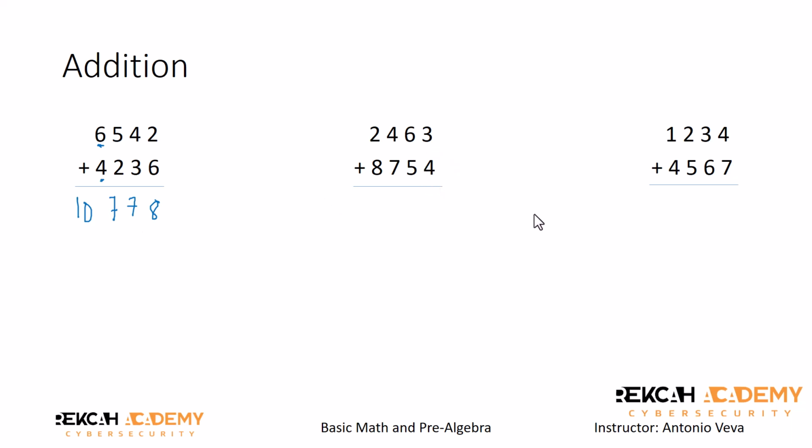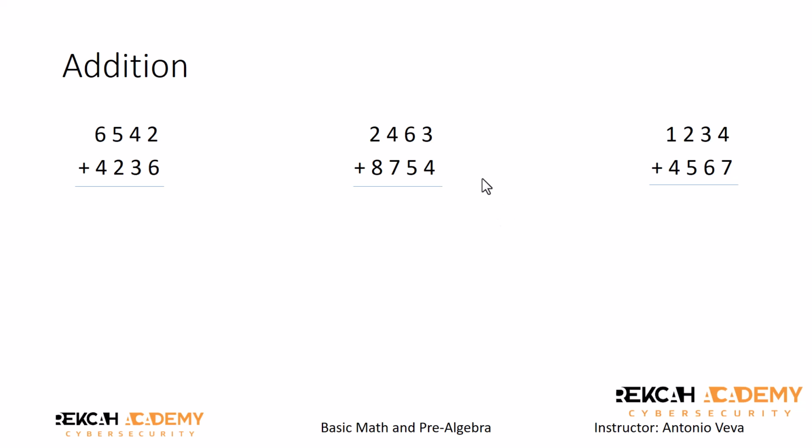The second problem and the third problem, we're going to talk about the carryover. So the second problem, we have 2463 as the top number, and the bottom number is 8754. We align them accordingly. This is the first column, second, third, fourth. This is the ones place, this is the tens place, this is the hundreds place, and last is the thousands place. So that is our place value.